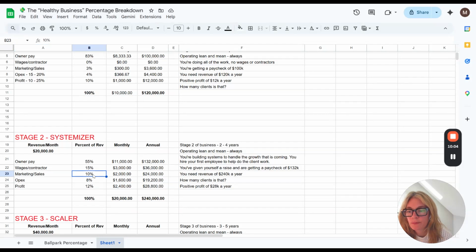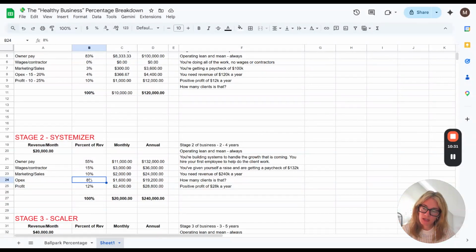Marketing and sales, you've upped your marketing budget because you're like, okay, I need to bring in more clients in the door. How am I getting this $20,000? I'm going to put some more money into marketing and sales. Whatever the avenue with that is up to you to decide. And then your operating expenses, you've doubled your revenue, so I'm doubling the operating expenses, especially with hiring another person.